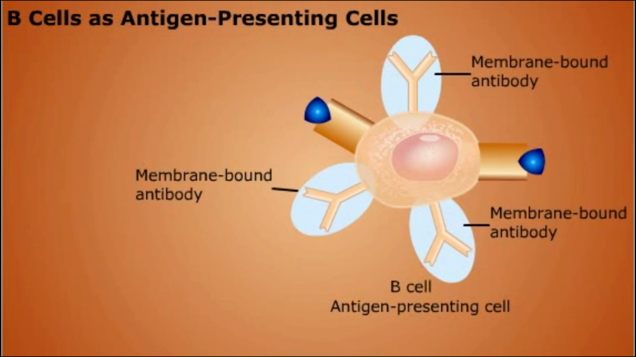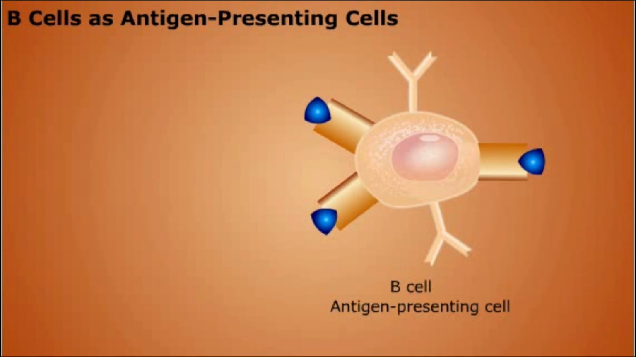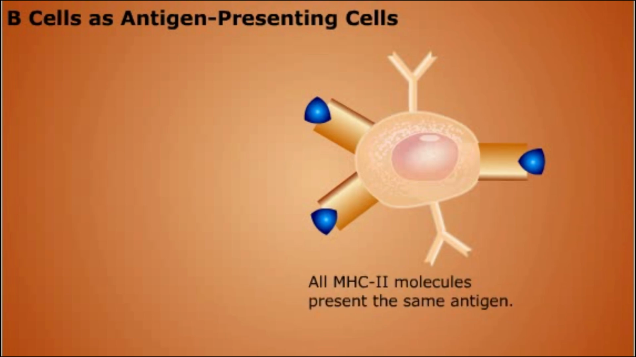In addition, membrane-bound antibodies on the surface of B cells act as receptors for antigens. When an antigen binds to a membrane-bound antibody, it's taken into the cell by endocytosis and digested. In a process similar to the presentation of antigens by macrophages, the antigen fragment is expressed on the surface via an MHC2 molecule. Since each B cell has membrane-bound antibodies for only one specific antigen, the same antigen is presented on all of the MHC2 molecules of the cell.